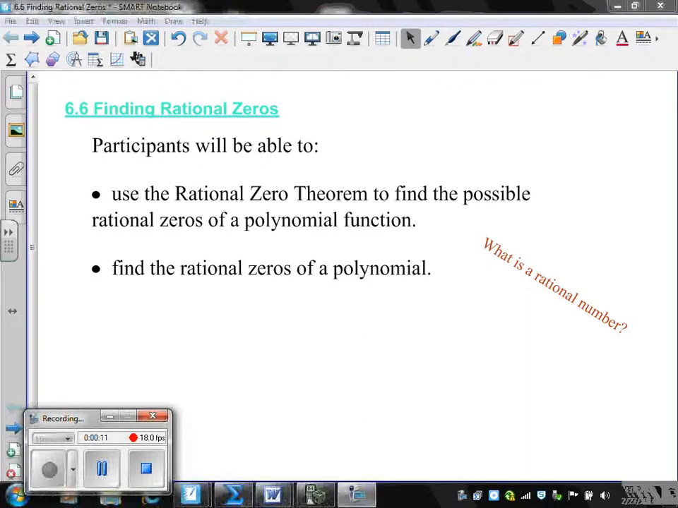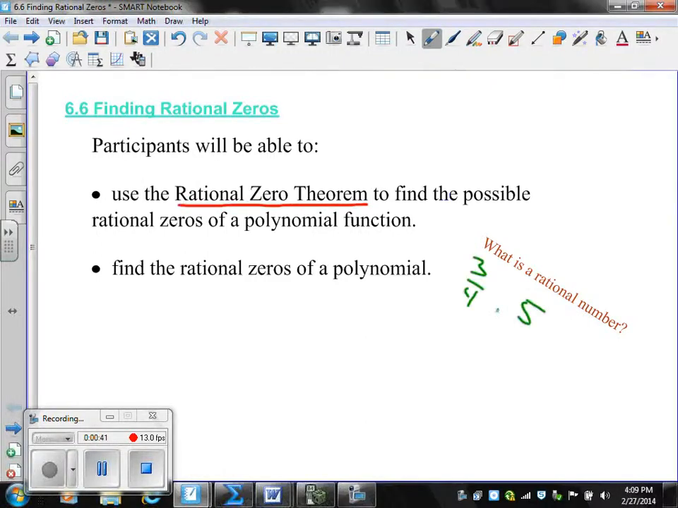After today, participants will be able to use the rational zero theorem to find possible rational zeros of a polynomial function. We're going to talk about what the rational zero theorem is. And then we're also going to find the rational zeros of a polynomial.